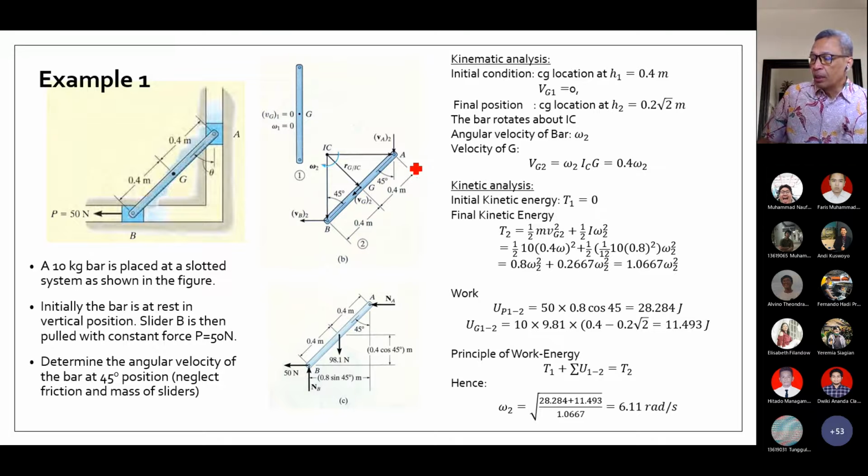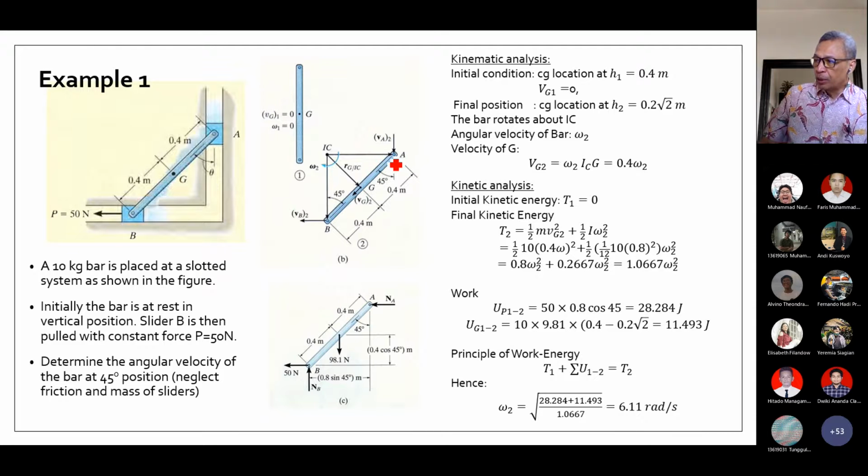And consequently, point A moves downward with velocity VA. We don't know yet the value of VA and VB. We have to find it out. And we can use any method, but in this example, we use the instantaneous center of velocity method.